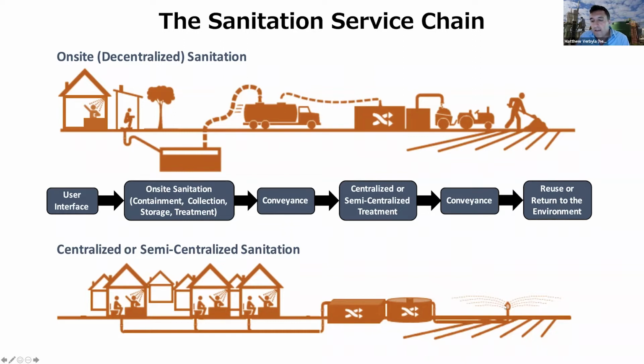After treatment, the treated effluent can be reused for irrigation, or the treated biosolids can be reused for agriculture or other uses. So in order to have the entire safely managed sanitation service chain, all of these pieces need to be in place.